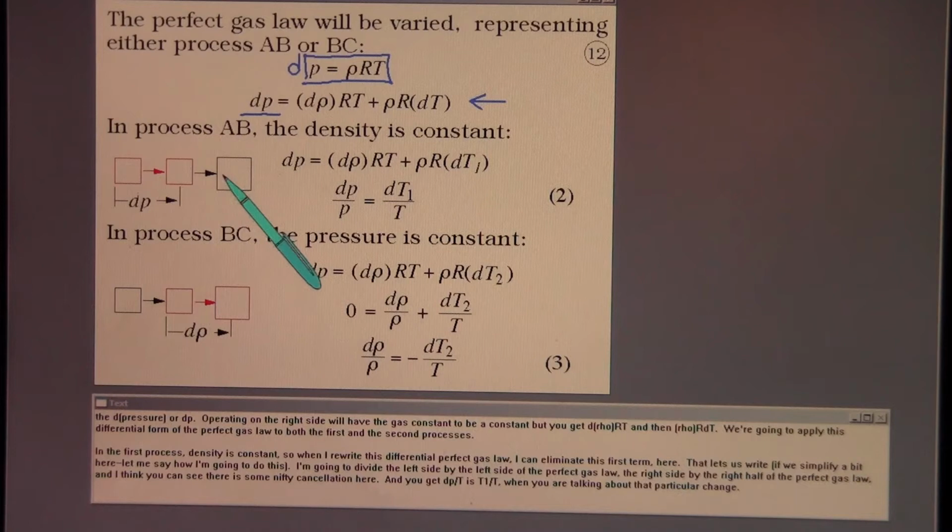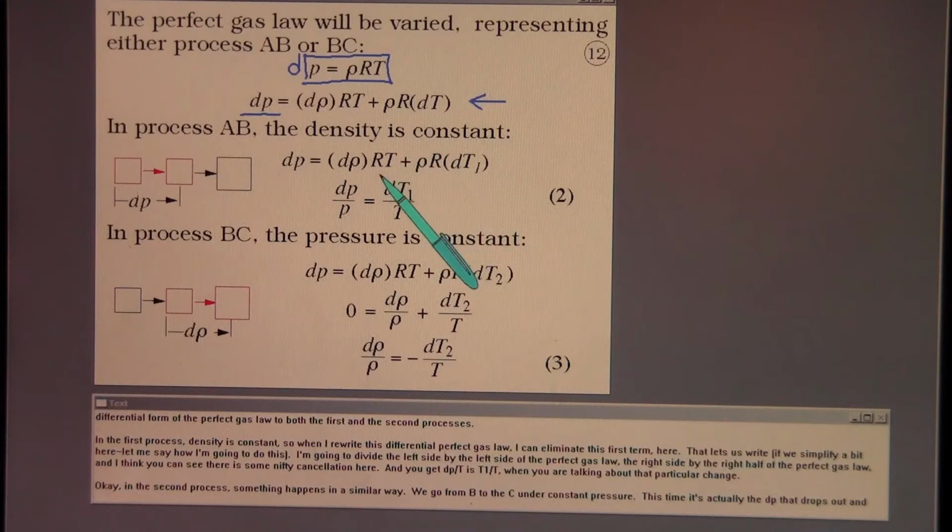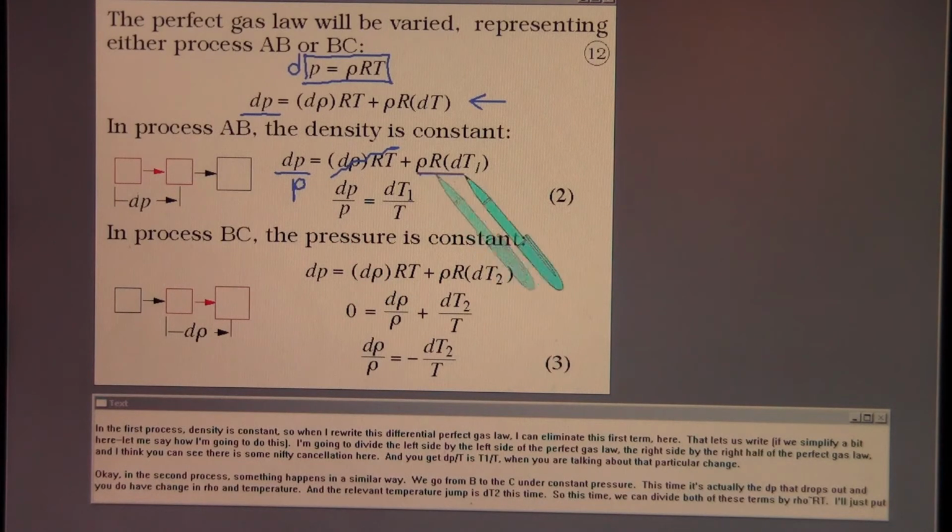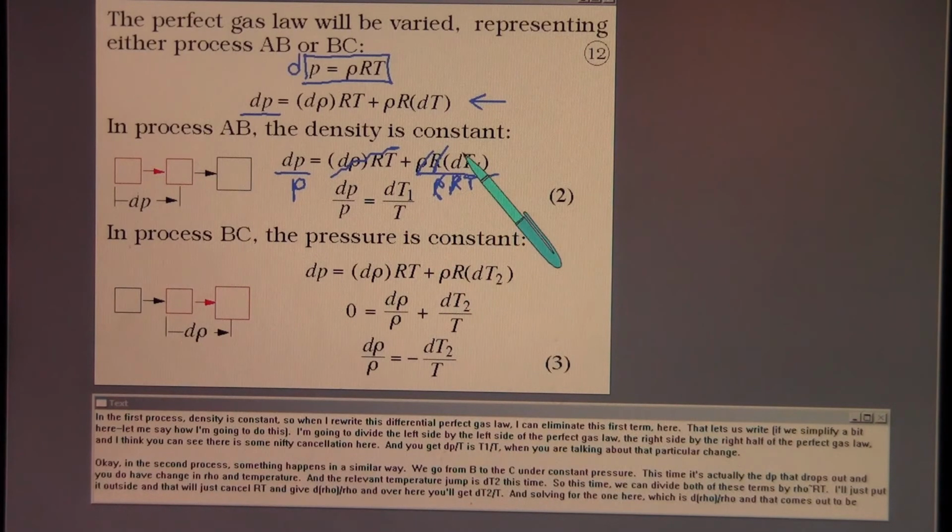In the first process, density is constant, so when I rewrite this differential perfect gas law, I can eliminate this first term here. Let me say how I'm going to do this. I'm going to divide the left side by the left side of the perfect gas law and the right side by the right side of the perfect gas law. And I think you can see there's some nifty cancellation here. And you get dP over P is dT1 over T, when we're talking about that particular change.